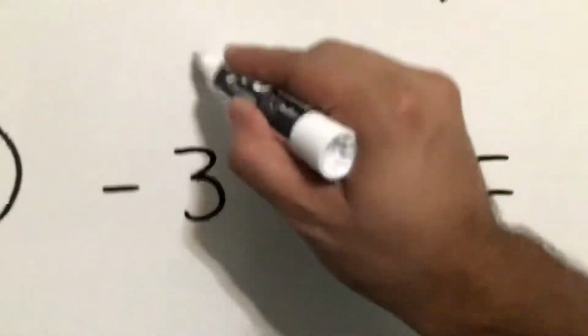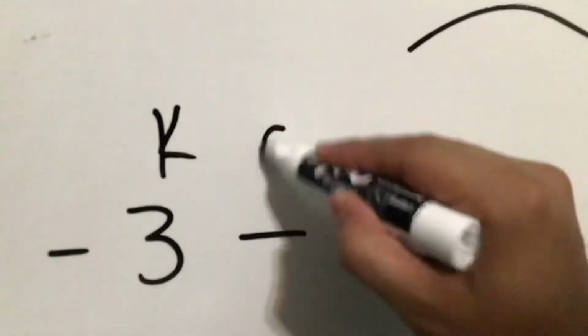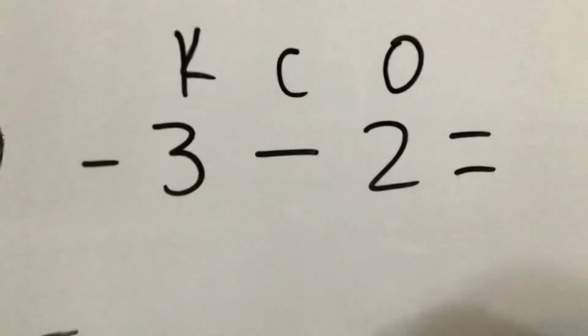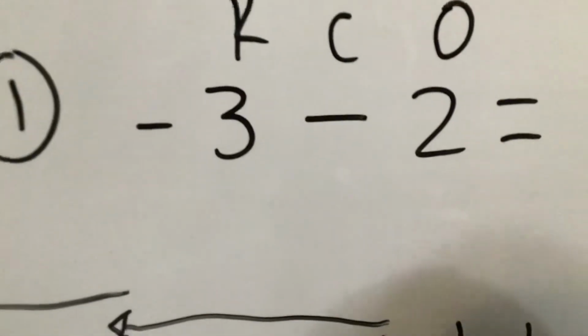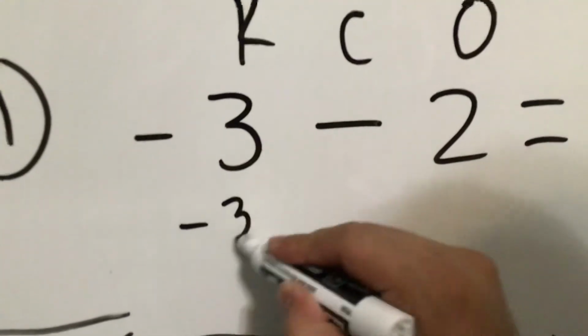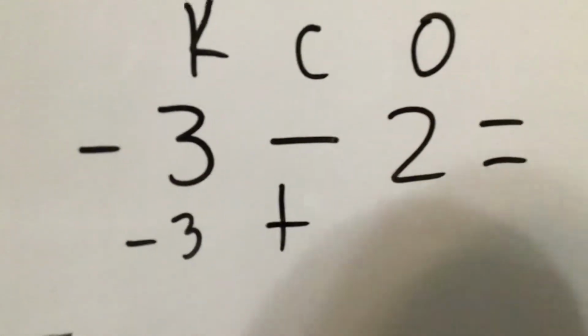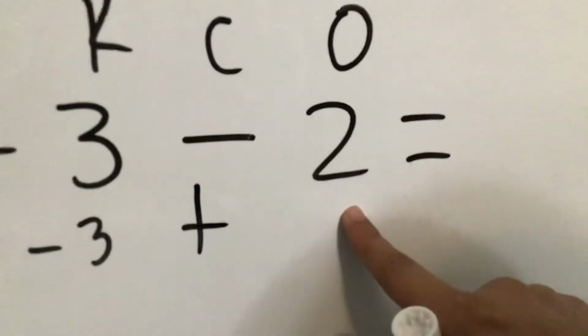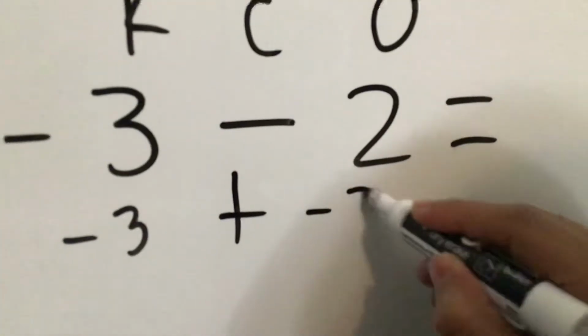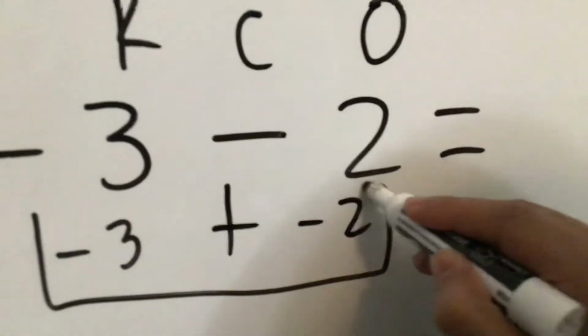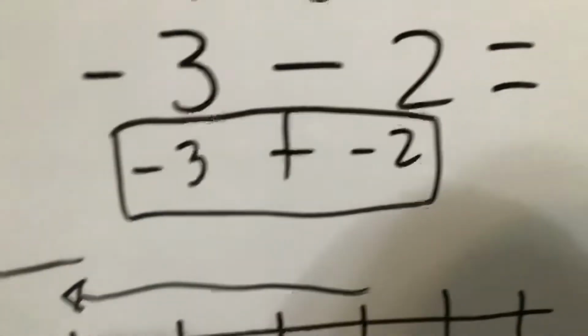Now let's do it with the other strategy that I like to tell my students, and that is using keep, change, opposite. Okay, so what does that mean? That means that we are going to keep the -3. We are going to change from subtracting to adding. And then we do the opposite of 2, which is -2. That means this is our new problem right here.